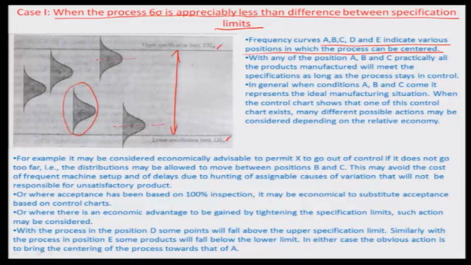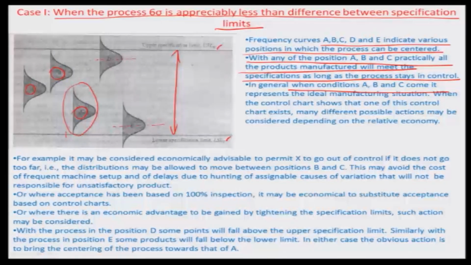So with any of the positions A, B and C, practically all the products manufactured will meet the specification as long as the process stays in control, because you can see that all these three are within the specification lines. In fact, anything outside distribution C would just about cross the LSL, so we would not really consider them in our process. In general, conditions A, B and C represent the ideal manufacturing situation.